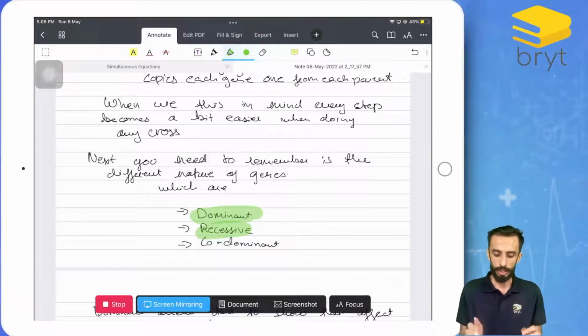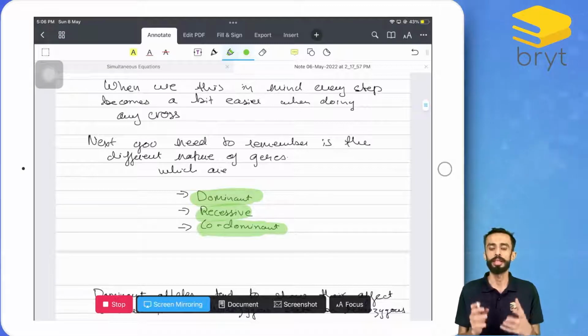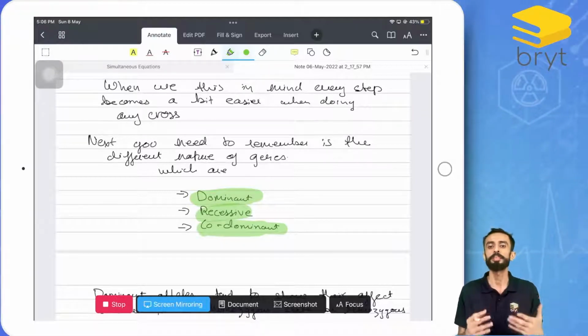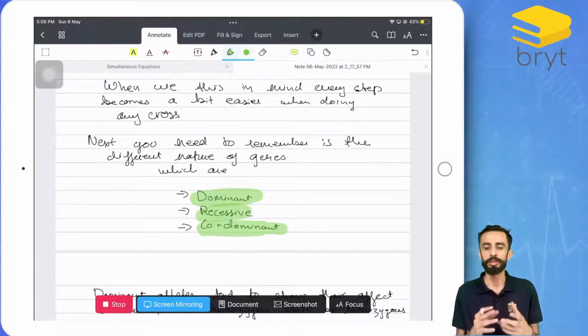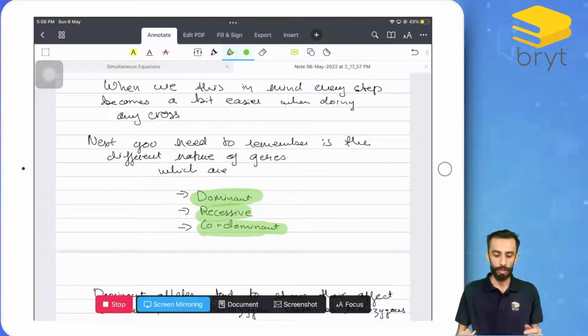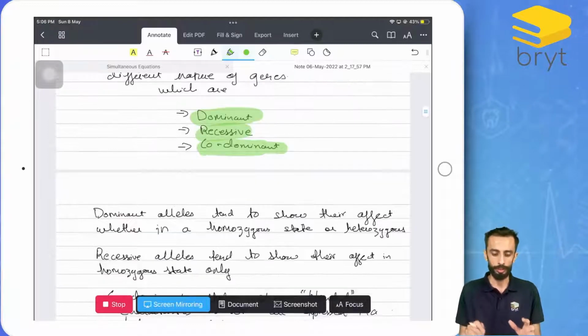That's the only time a recessive characteristic will be shown, and we shall see all of that when we are doing our crosses. And last is what you call codominant. Codominant is very interesting because in this, no allele is either dominant or recessive to the other. Instead, when they are present together, they both show their effects. We see that generally in blood groups, and when we do the cross for blood groups, you will see that as well.